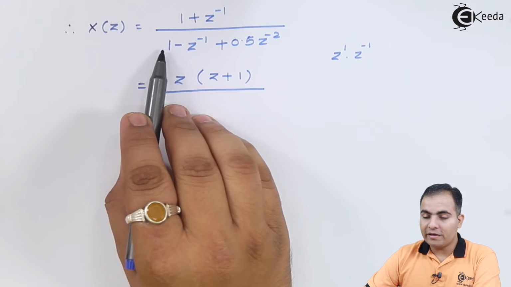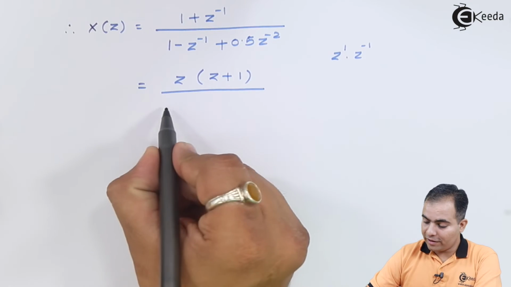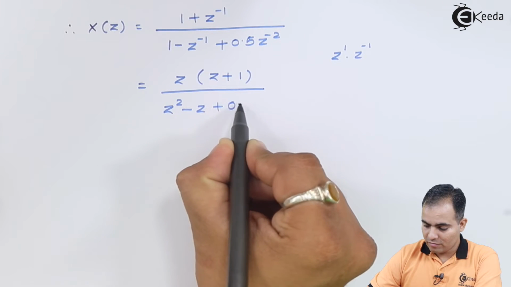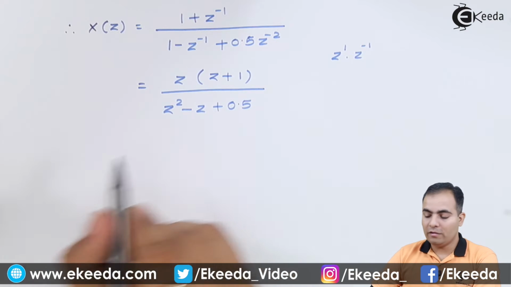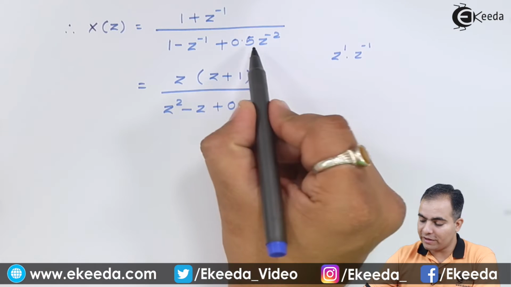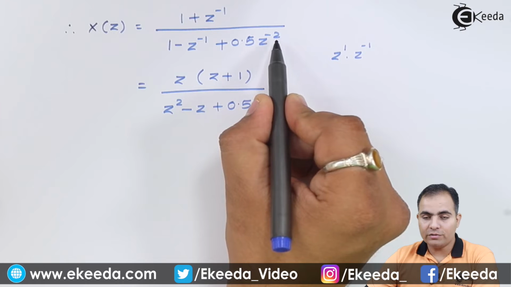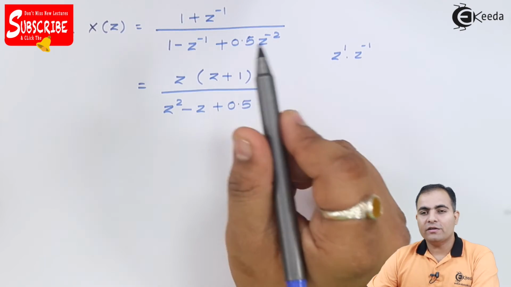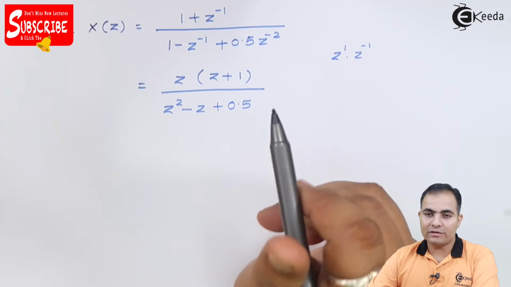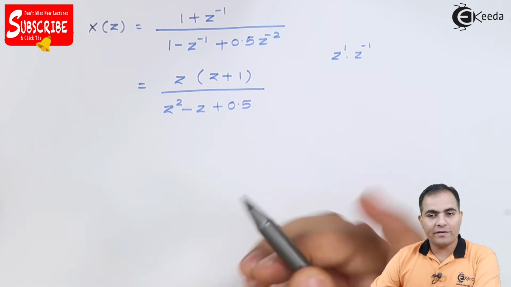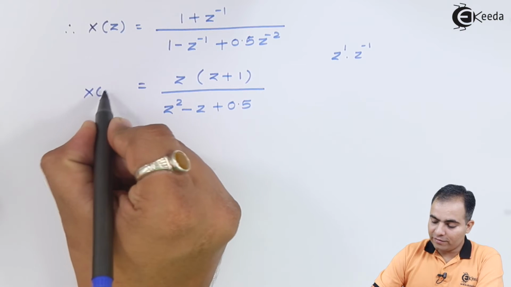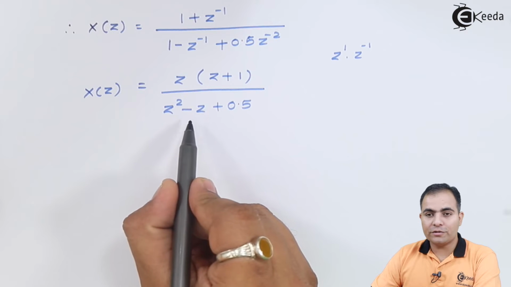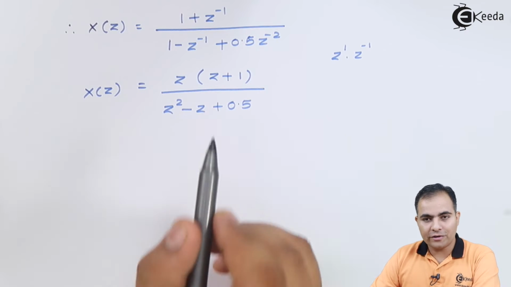Now if I multiply z square in the denominator, then what will you get? z square minus z plus 0.5, because here also z to the power minus 2 and z to the power 2, the powers get added, and then you will get 0 in the power, and z to the power 0 is always 1. So 1 into 0.5 is always 0.5, and this is my X of z. Now here I will keep one z on the left hand side, as well as I'm going to substitute the values of poles in my function.